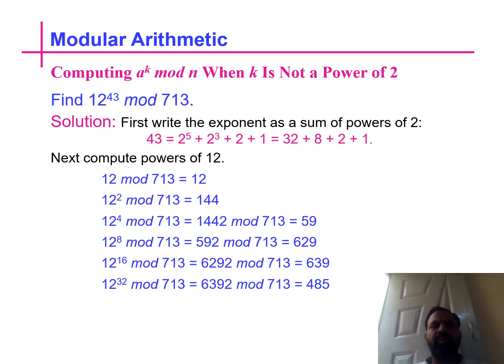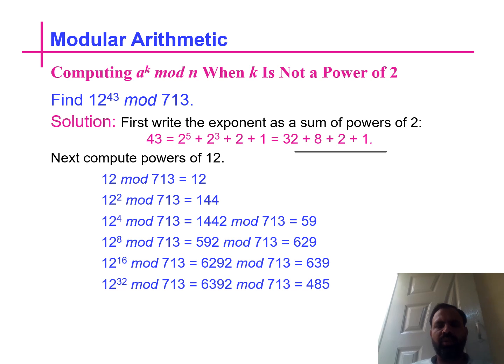Here is another example: 12 raised to the power 43 mod 713. First of all, we write 43 in powers of 2. It can be written as 2^5 plus 2^3 plus 2^1 plus 2^0, so this is 32 plus 8 plus 2 plus 1.